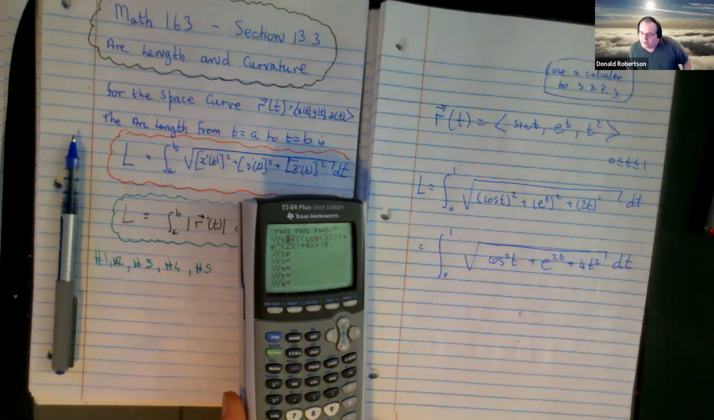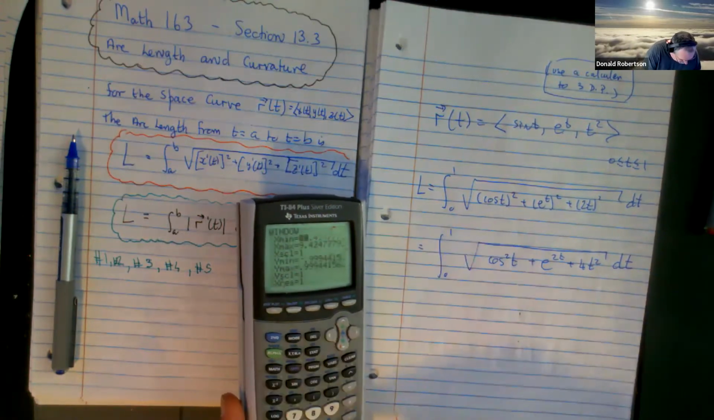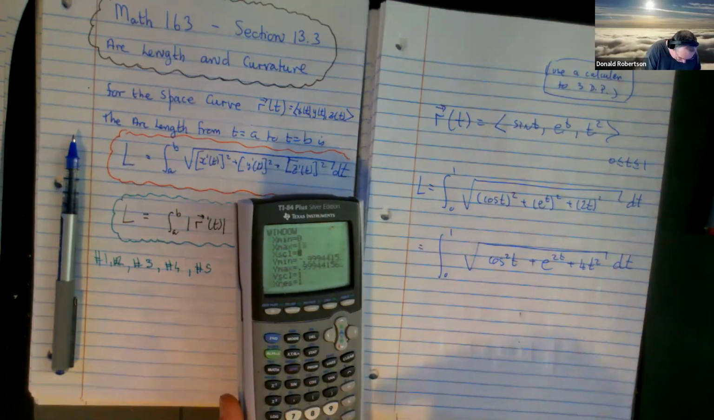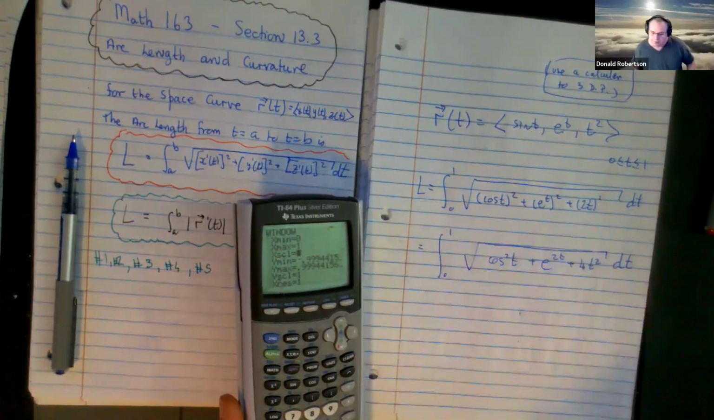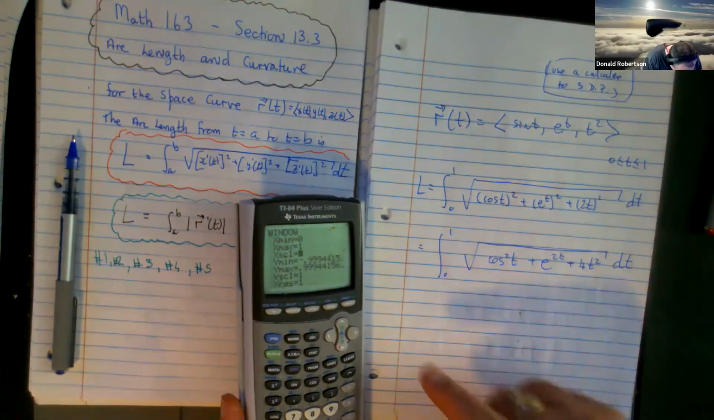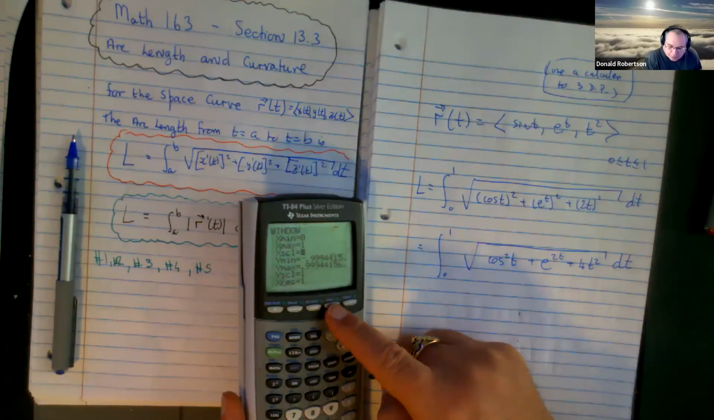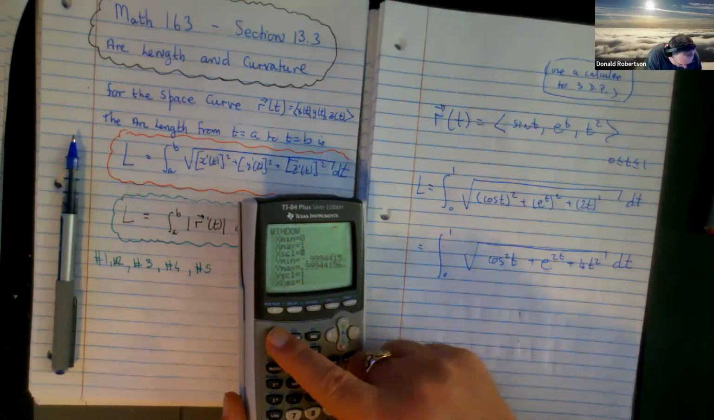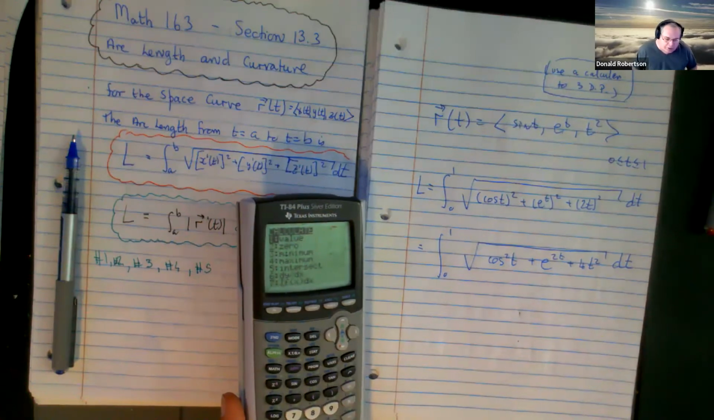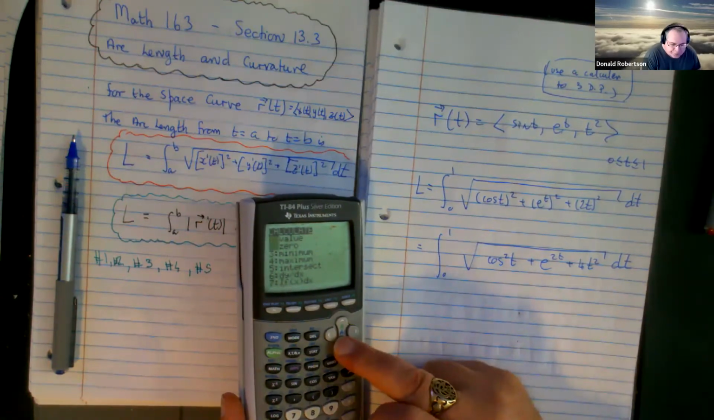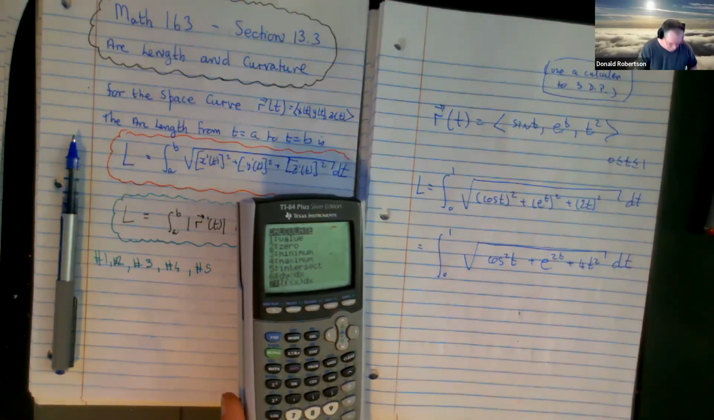So far, so good? Now, go to your window, start at 0 and finish at 1. Then you go to this button here. See this button, second from the right, the blue one? So second calc. And right down at the bottom, they have the integral symbol, and that's where you can get your answer. So I'm going to hit enter.